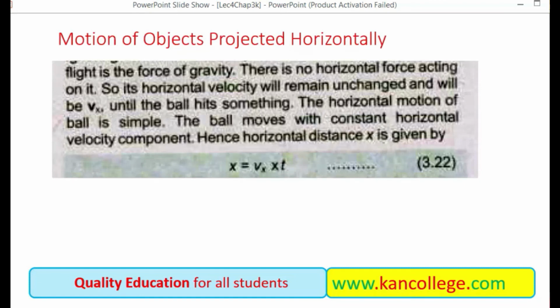There is no horizontal force acting on it, so its horizontal velocity will remain unchanged, according to Newton's second law. When there is no horizontal force acting on the ball, or no air resistance, it will move with zero acceleration, or with a constant velocity, and that velocity is Vx, until the ball hits something. The horizontal motion of the ball is simple. The ball moves with a constant horizontal velocity component, hence horizontal distance is given by Vx times t.